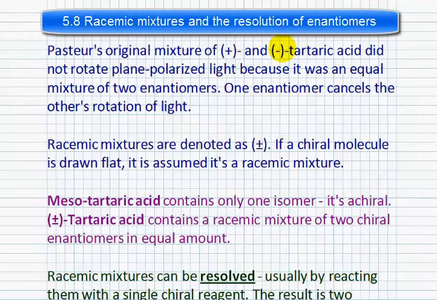Okay? That's called a racemic mixture. Right? A racemic mixture is 50-50, the plus enantiomer and the minus enantiomer. So we can denote a racemic mixture as a plus-minus. So if I said plus-minus tartaric acid, I have an equal amount of one enantiomer and the other.